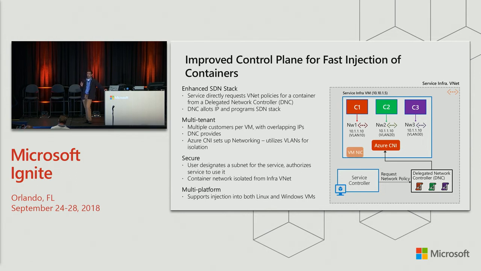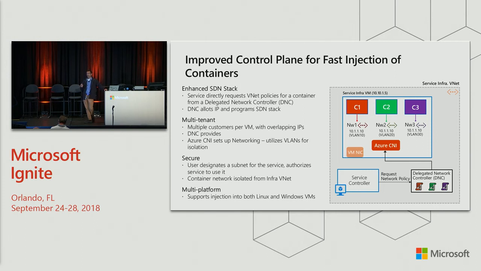We have something called the Delegated Network Controller, which is a new component. That component basically has a snapshot of all the different networks into which containers are going to be injected. It's almost like caching all the network states, right? So whenever a container comes up, the service requests networking directly from the DNC, as we call it. And the DNC basically allots an IP address, right?